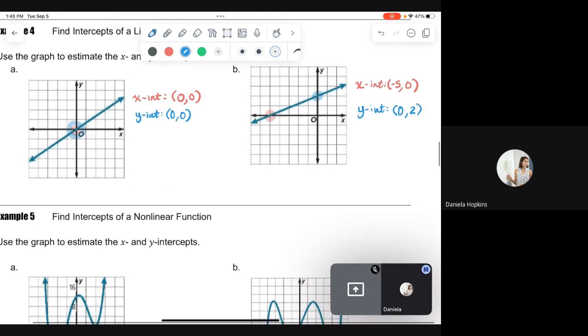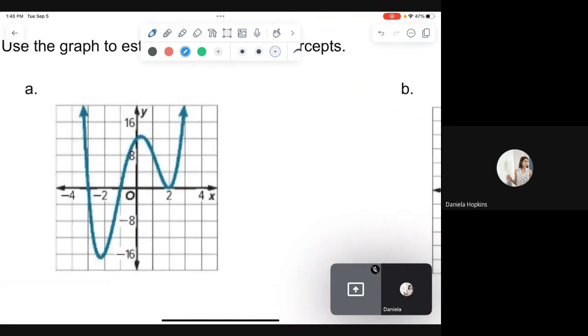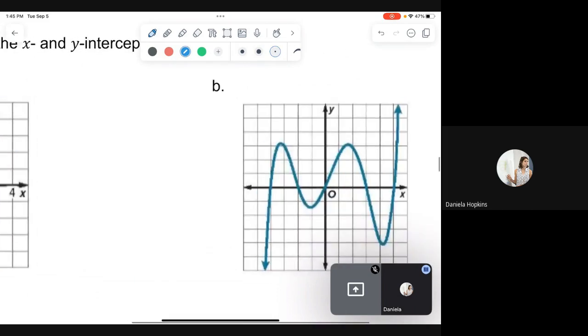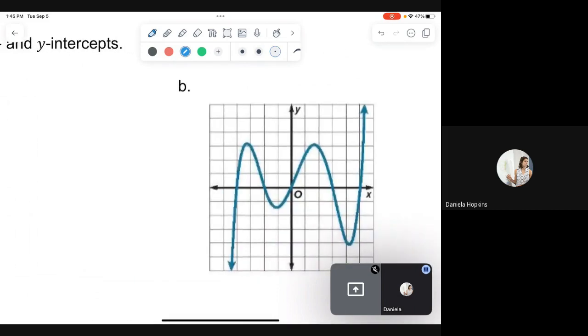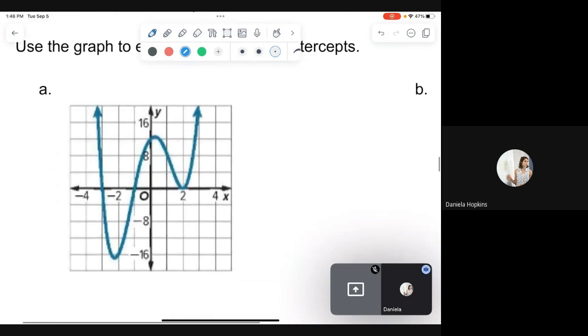All right, I'm going to do example 5A. Real quick, let's notice some things here. So example 5 is all nonlinear functions. What do we see about the x-intercepts for this? There's multiple. There's more than one. In fact, this one has 3. I'm going to skip B because B has 1, 2, 3, 4, 5 x-intercepts. What do you guys notice about the y-intercepts? How many are there? There's 1.